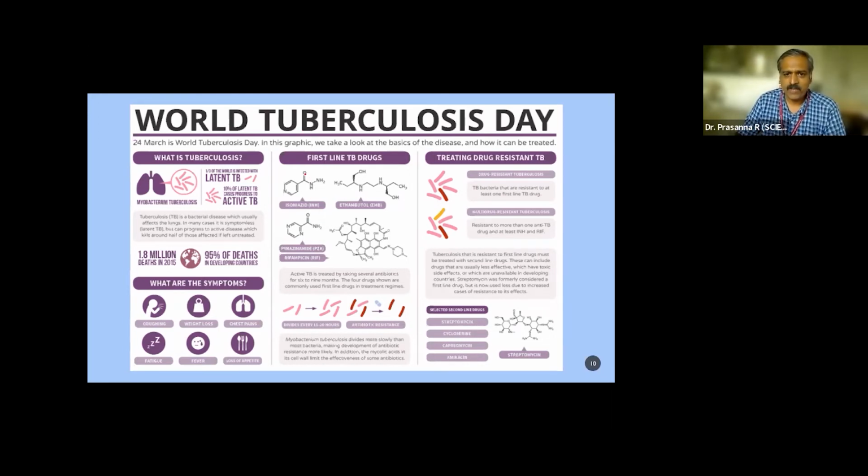The first line TB drugs are listed here, like isoniazid, a drug widely employed in the treatment of TB. Ethambutol is another effective drug towards TB, and other big peptides and cyclic molecules have also been employed against TB resistance.